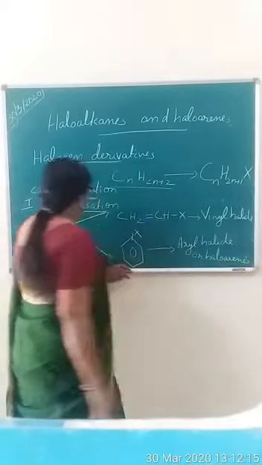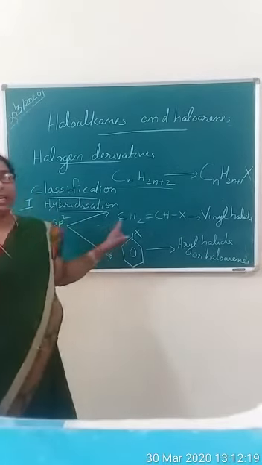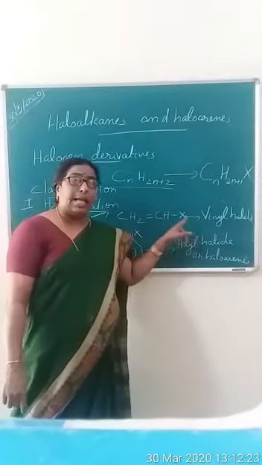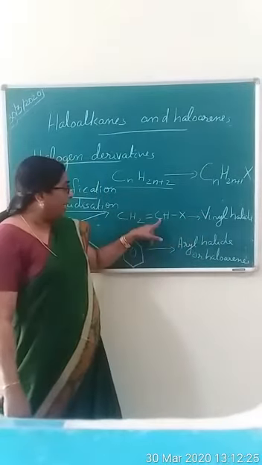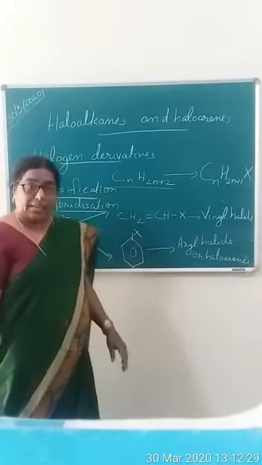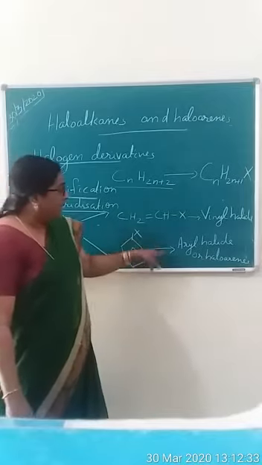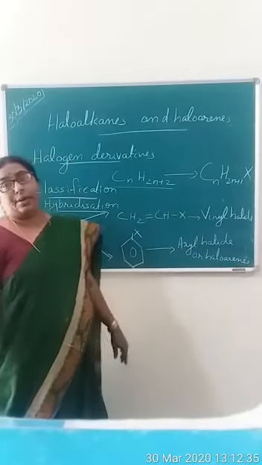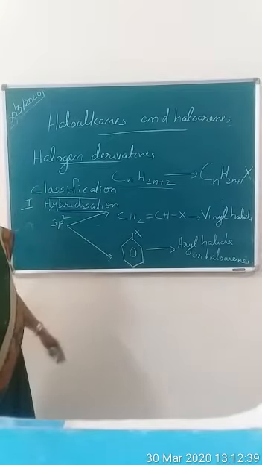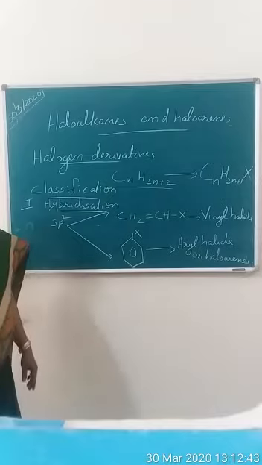Is it clear? So, on the basis of sp2 hybridized carbon, we again classify the halogen derivatives into two types. If a halogen atom is directly attached to an sp2 hybridized carbon, that is a double bonded carbon, then it is termed as vinyl halide, or if it is attached directly to a benzene ring, then it is termed as aryl halide or haloarenes. Is it clear, children? That is about the classification of halogen derivatives on the basis of hybridization.